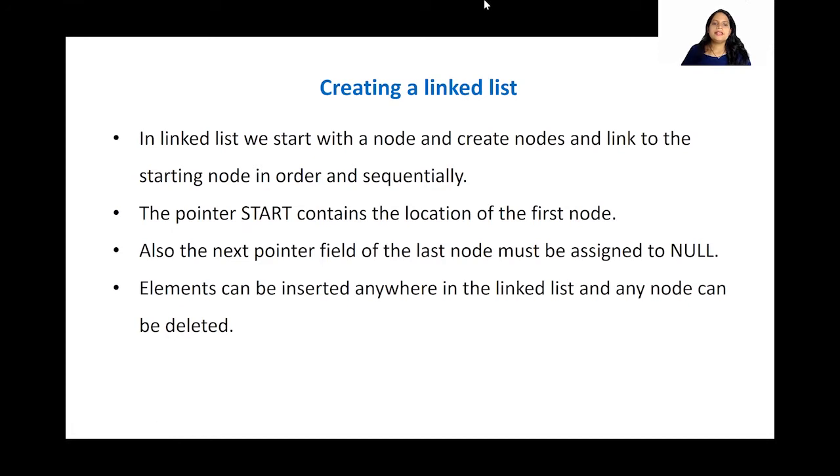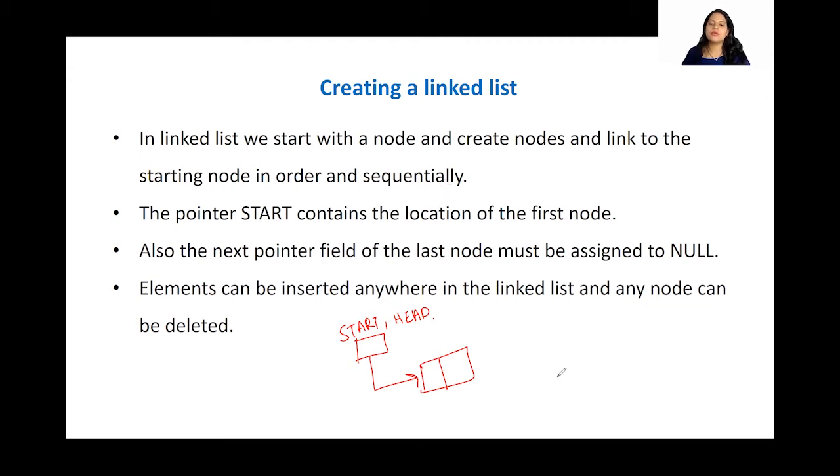So in linked list, we start with a node and create nodes and link to the starting node in order and sequentially, isn't it? So we all know how a linked list starts. First, we have something called a start node or a head node, which contains the link to the very first node, isn't it? From here, then linking starts. This one will be linked to the first node. So that is what it's saying. We start with a node and create nodes and link to the starting node in order and sequentially.